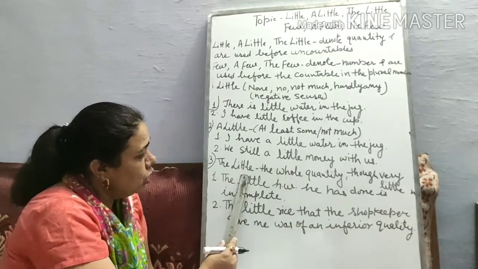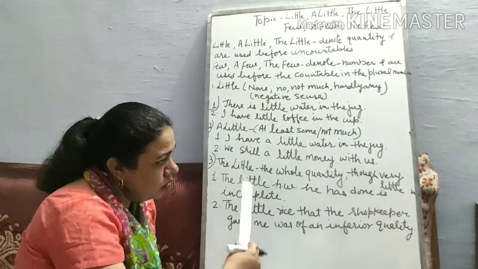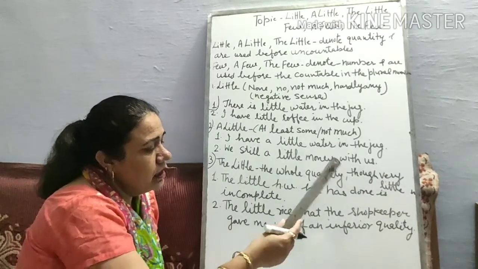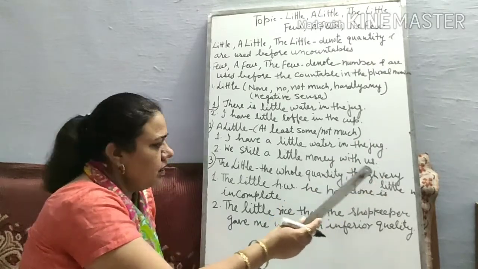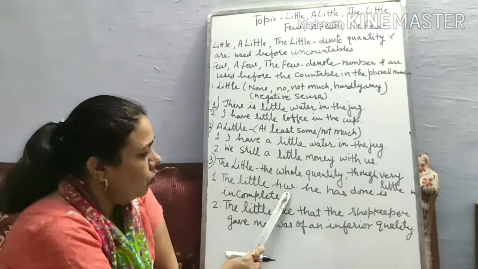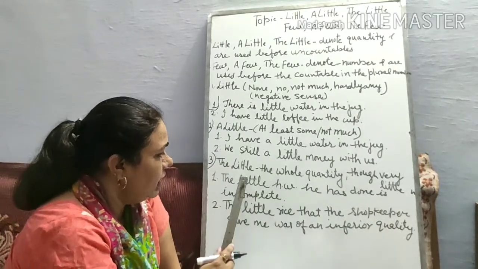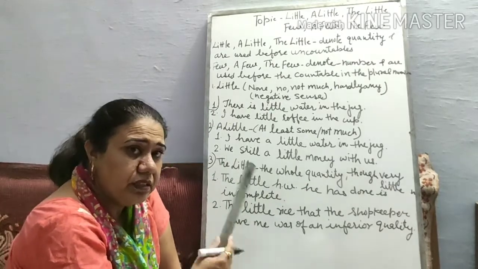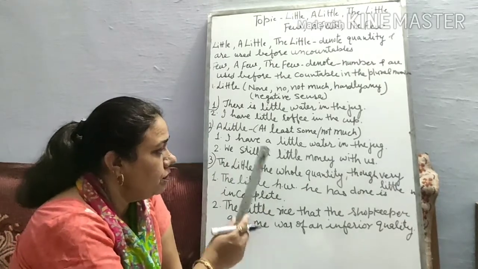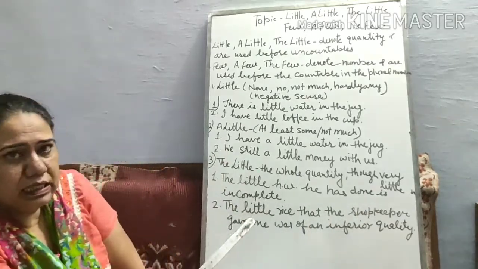Next, the little. The whole quantity, though very little. The quantity is very, very little. You understand? Very little is there. The little homework he has done is incomplete. The child has done homework, but that is incomplete. The little homework means very, very little homework he has done is incomplete.